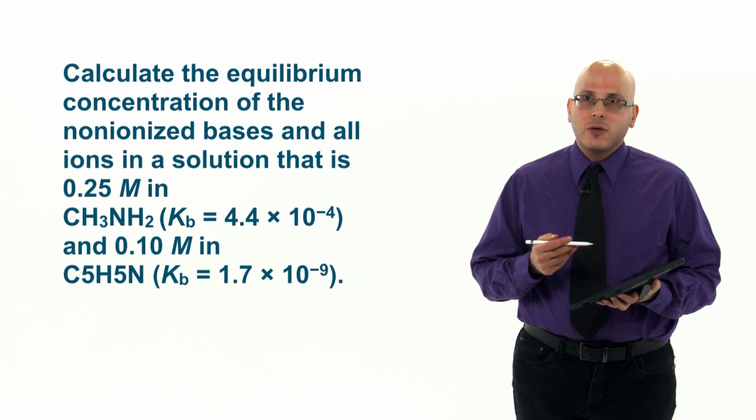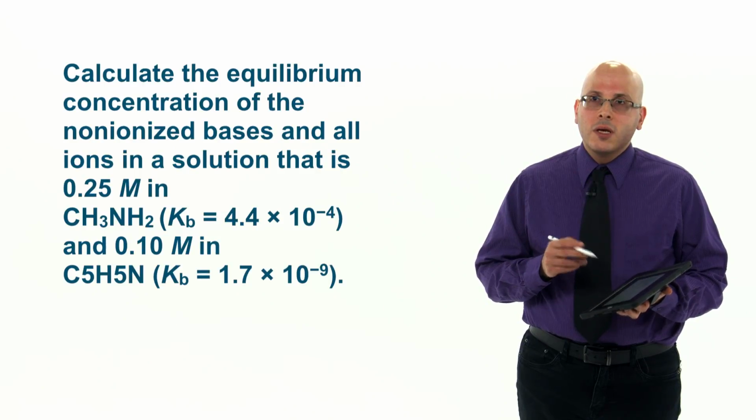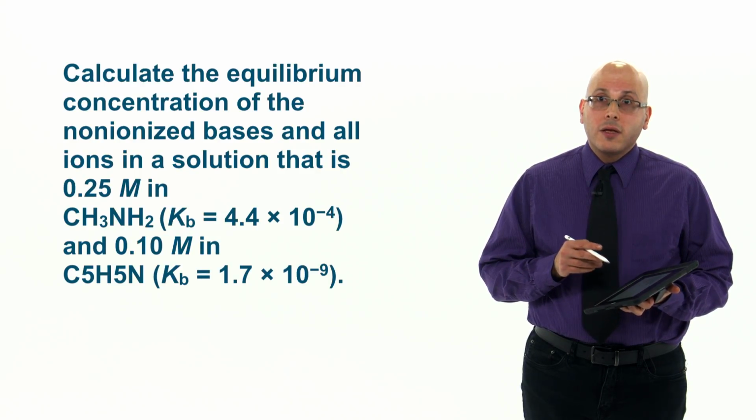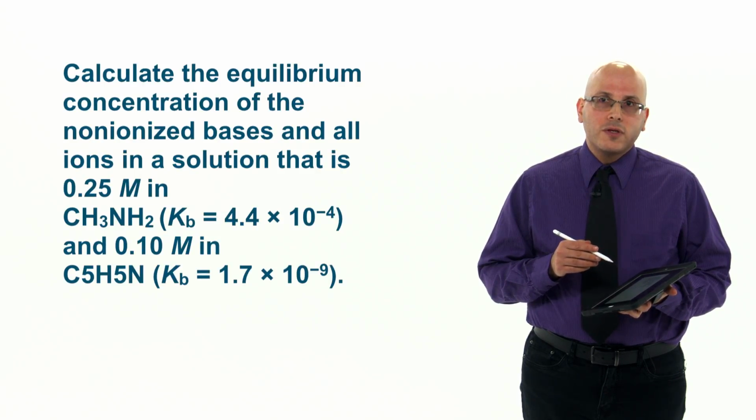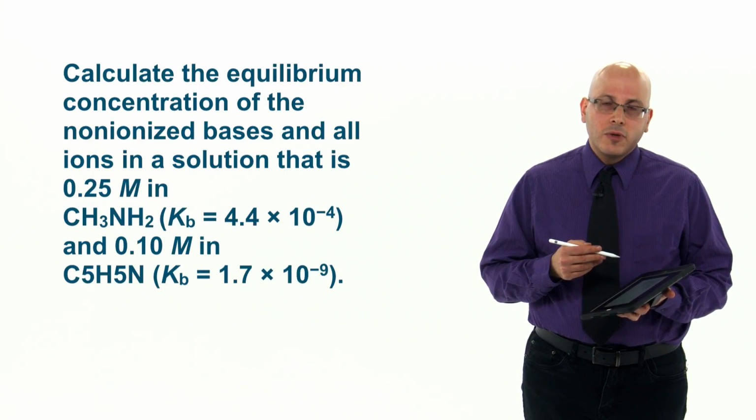Okay, let's look at a pretty long, involved question that asks us to calculate the equilibrium concentrations of all of these different components in a solution that's made up of two different compounds: methylamine, CH3NH2, and pyridine, C5H5N.